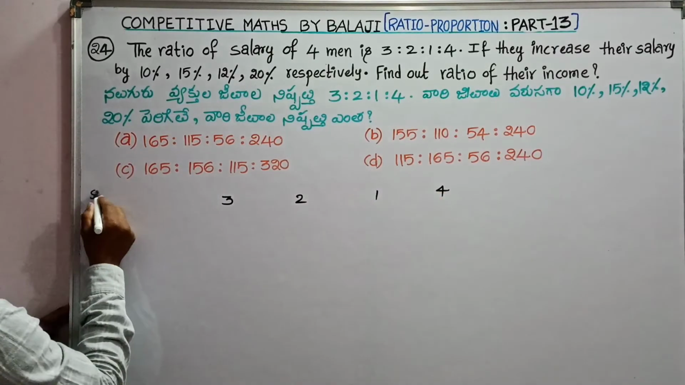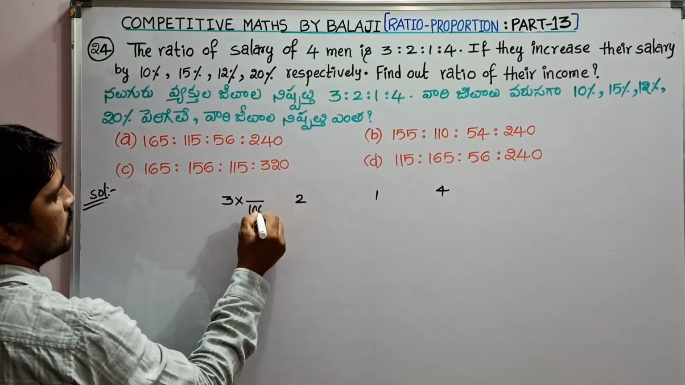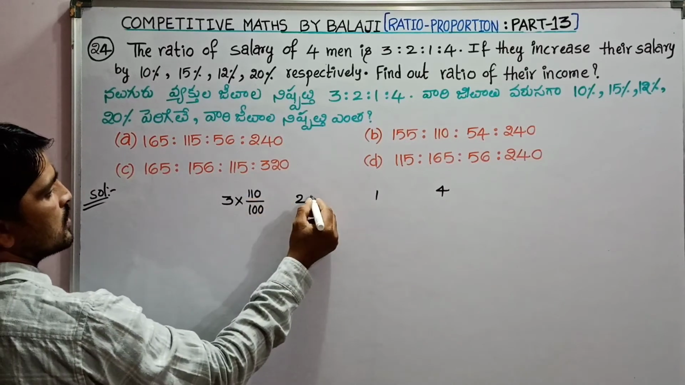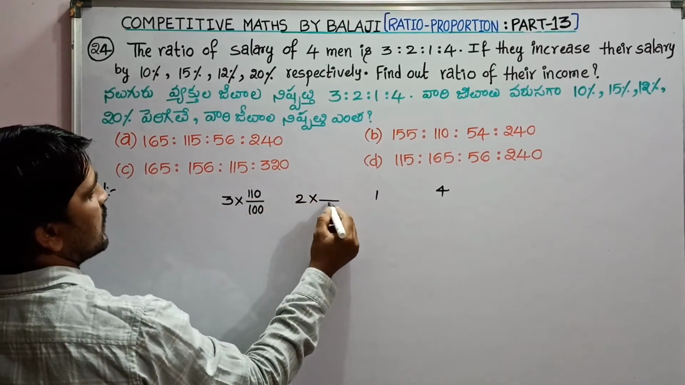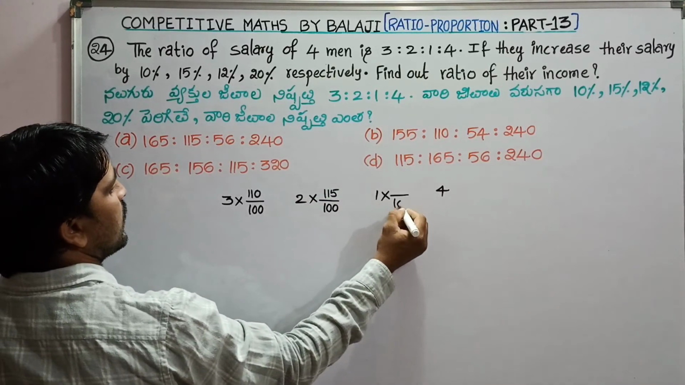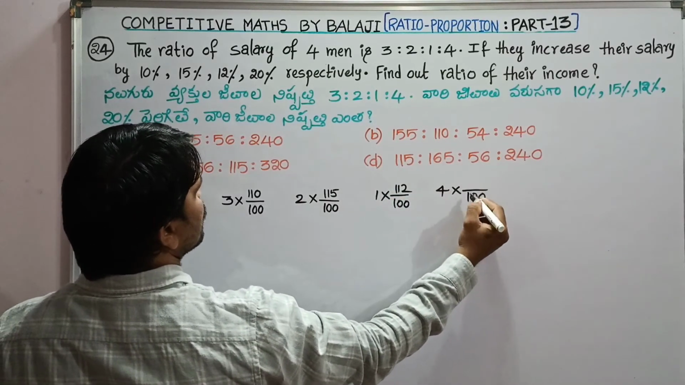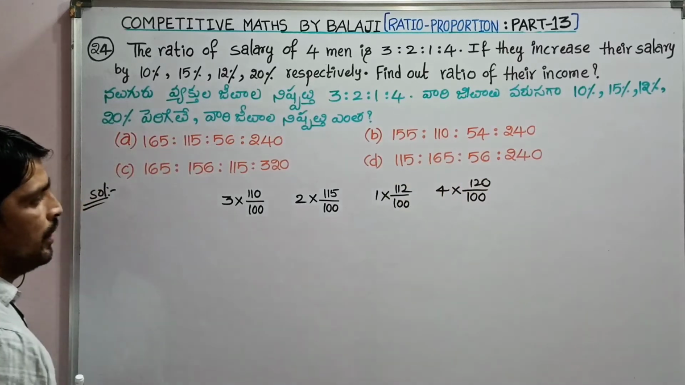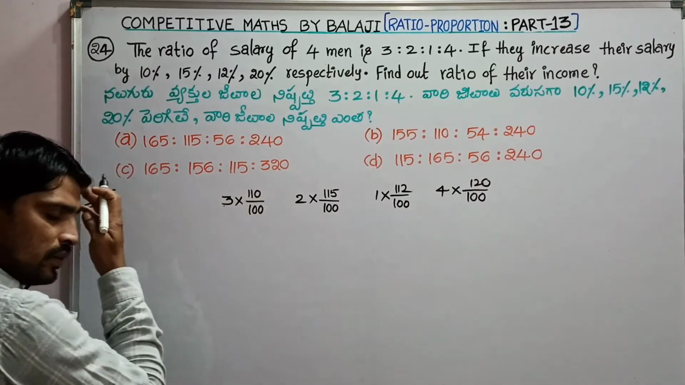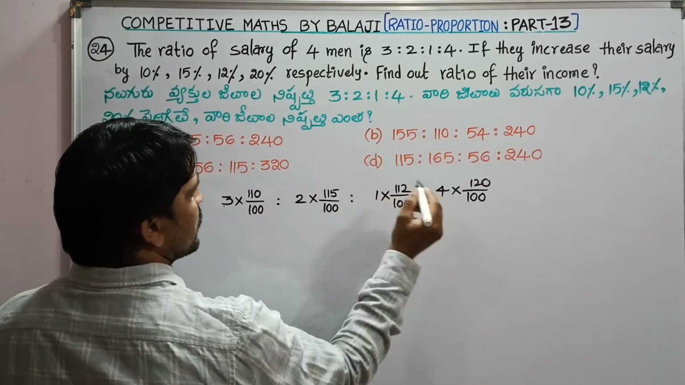3:2:1:4 solution. But the initial value is always 100. First person's salary increases by 10%, 100 becomes 110. Similarly, second person's salary becomes 100 to 115. Third person's salary becomes 100 to 112. Fourth person's salary becomes 100 to 120. Initial salary 3, that is 100%, and it is increased by 10% more, that is 100 plus 10, 110%. Likewise, so we have to find this ratio.